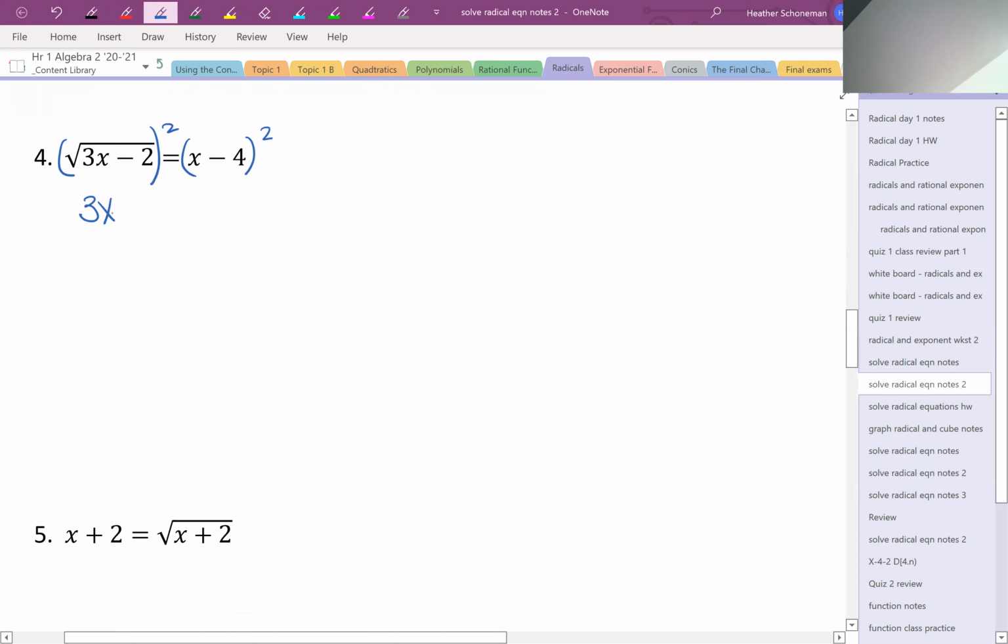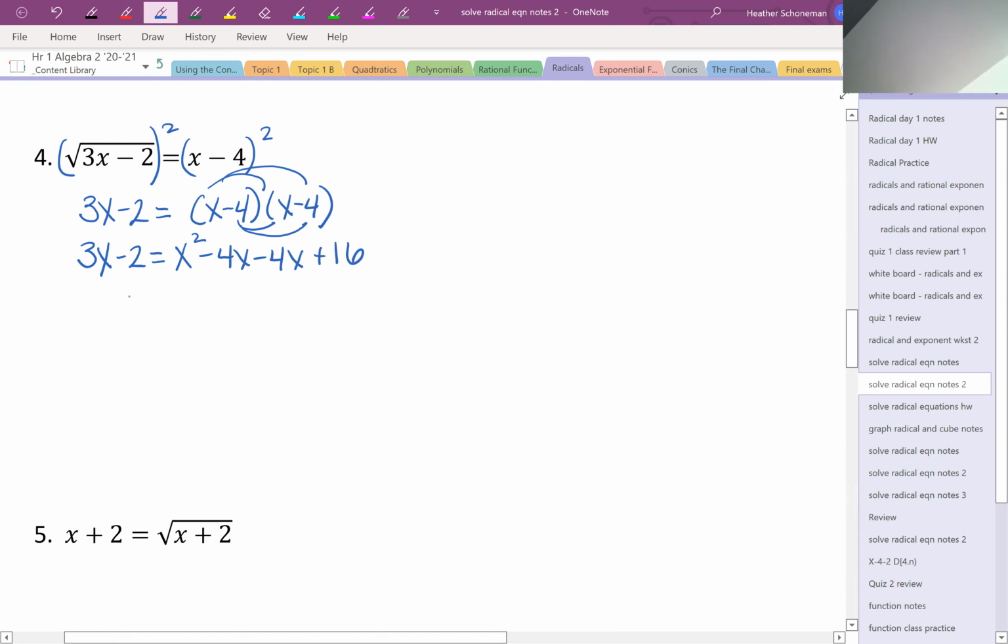So this side is just 3x minus 2. But here, when we square a binomial, it's x minus 4 times x minus 4. So here we get 3x minus 2. And then we've got to FOIL or distribute: x squared minus 4x plus 16. Always a good idea to combine like terms.